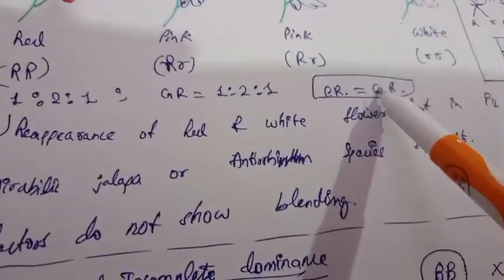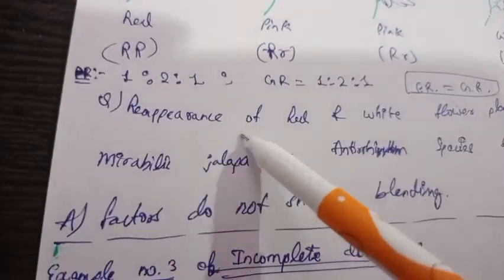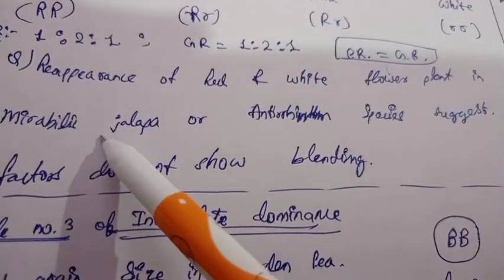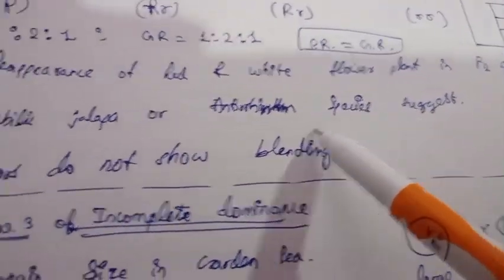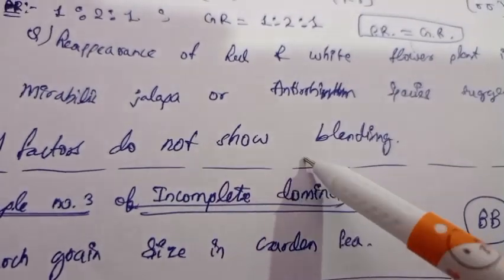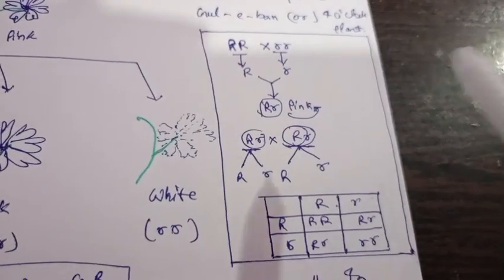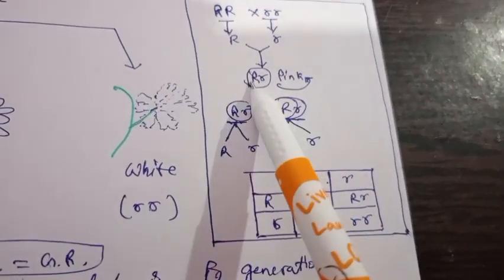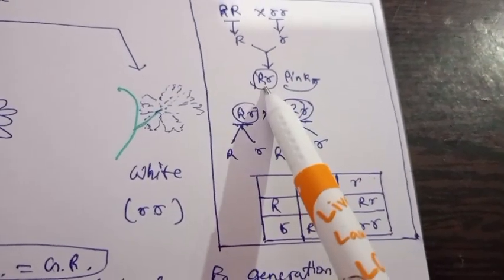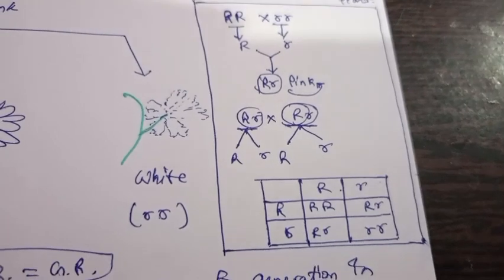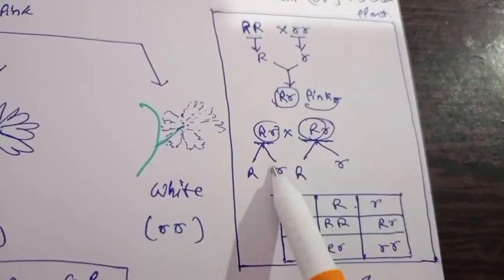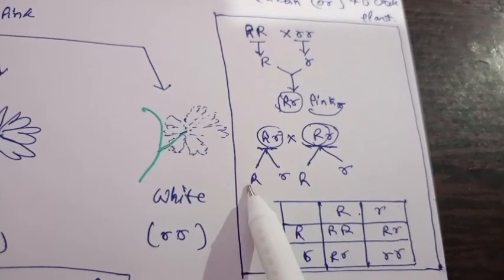Phenotypic ratio equals the genotypic ratio. Reappearance of red and white flower plants in the F2 generation in Mirabilis jalapa or Antirrhinum species suggests factors do not show blending. When homozygous round and homozygous wrinkled are crossbred, we get heterozygous round. When self-pollinated, we obtain both heterozygous pairs.